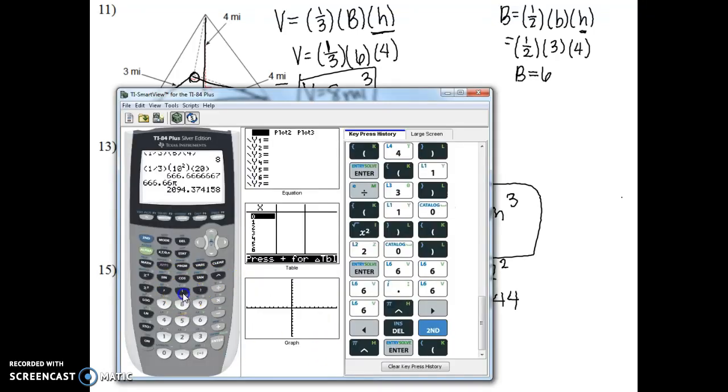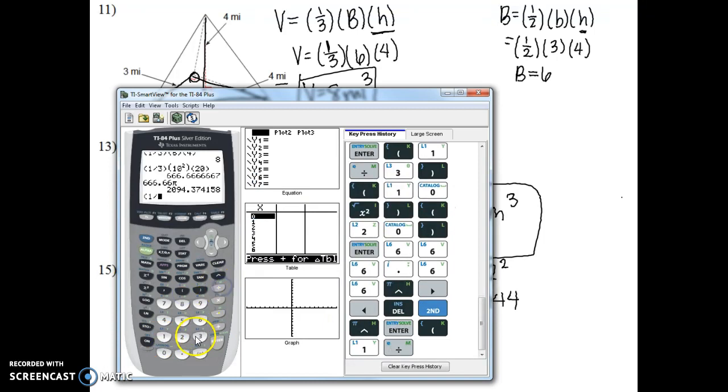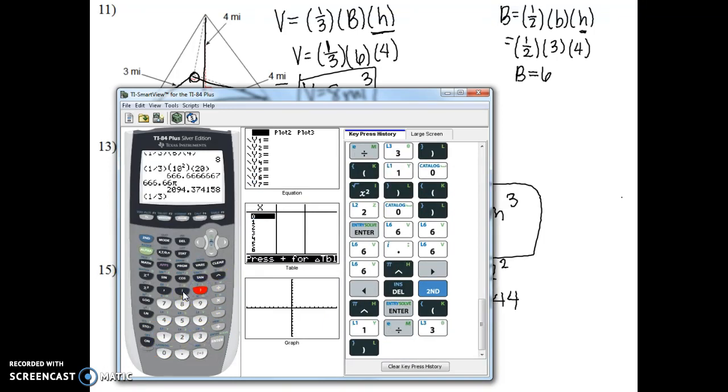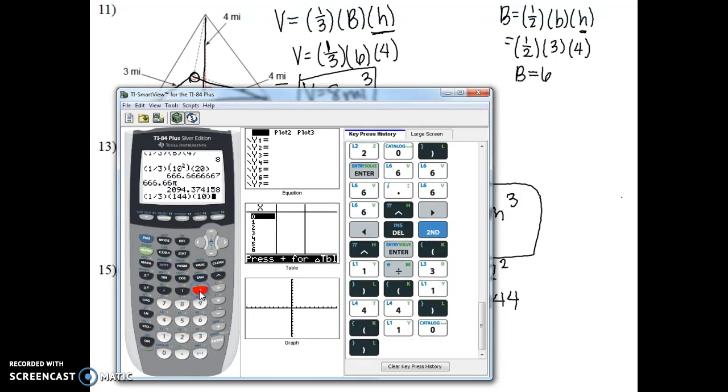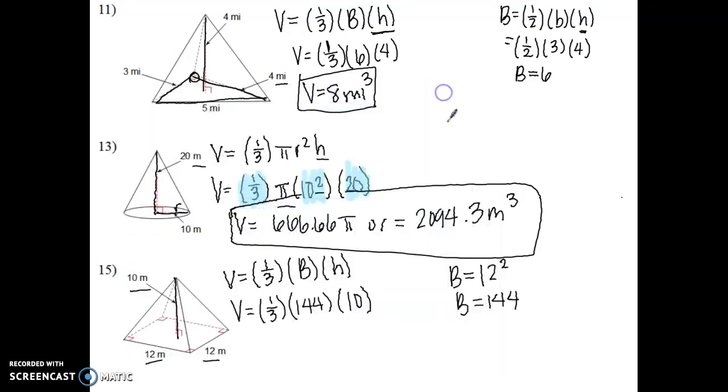So let's take a look at what that is. That's going to be 1/3 multiplied by 144, which is the area of our base, multiplied by the height of our pyramid. And our answer is going to be 480. So volume here will be 480. Take my units, cube them.